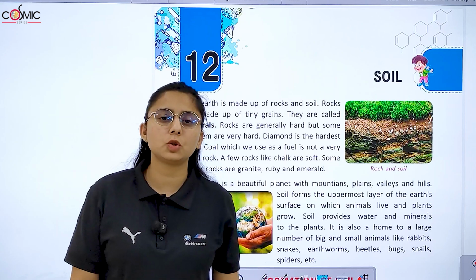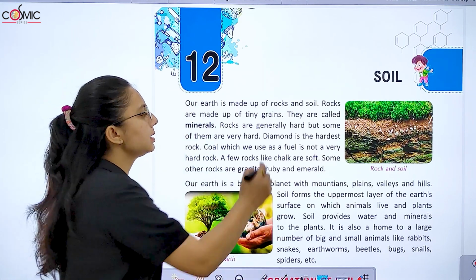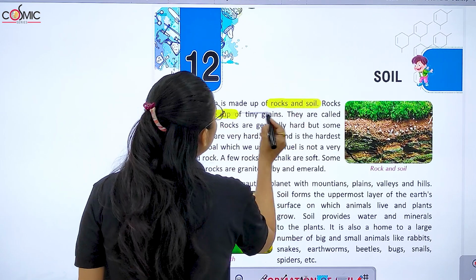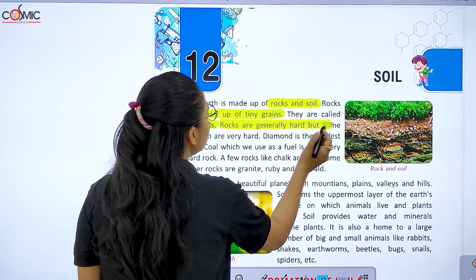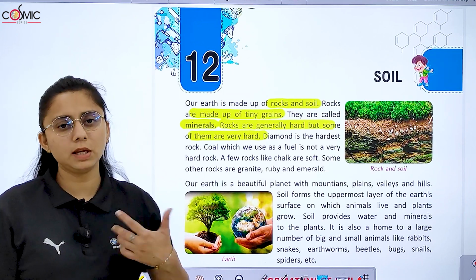Start with chapter number 12, soil. So in this chapter we will study about soil. जो हमारा earth है, it is made up of rocks and soil. They are made up of tiny grains, इनको minerals कहते हैं. They are generally hard, but some of them are very hard. ठीक है, कुछ वही hard होते हैं.